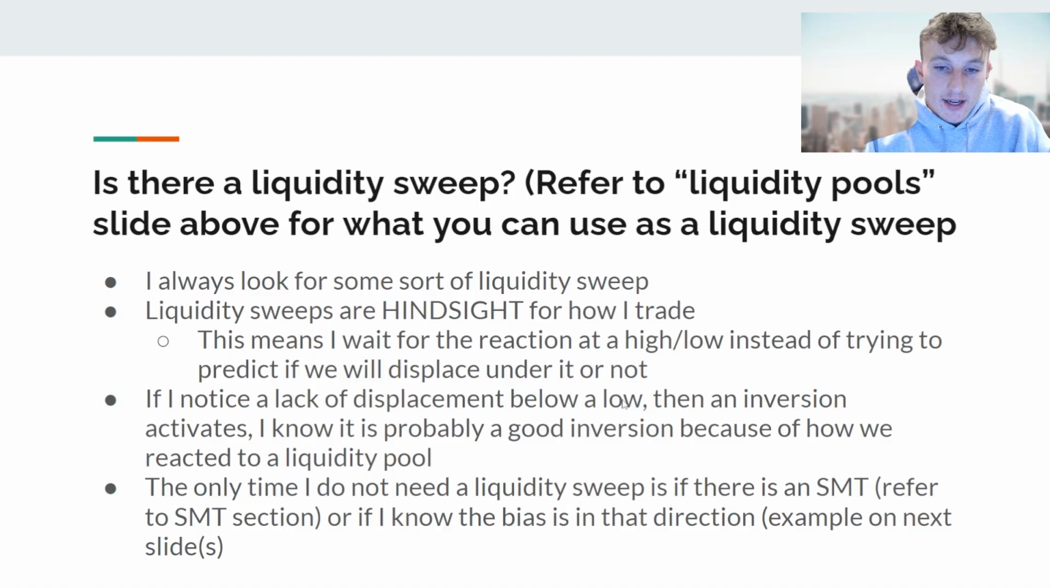If I notice a lack of displacement below a low and an inversion activates, I know it's probably a good inversion because of how we reacted to the liquidity pool. So exactly what I just talked about. And again, the only time I don't actually need a liquidity sweep is if there's an SMT. Okay, so there's an SMT video, watch that. So that's the only time I don't really need a liquidity sweep. And usually one of the indexes does sweep, so technically it still is a liquidity sweep, but you get what I mean.